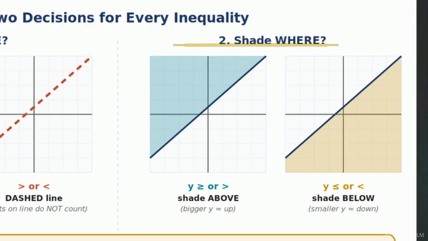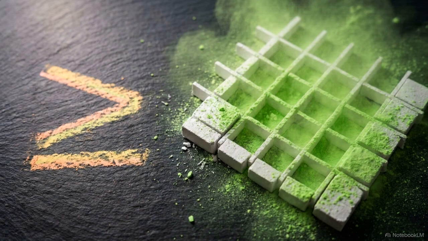Second, you choose the territory. The symbol dictates the direction of the solution. You shade above the boundary line for greater than symbols and below it for less than symbols. These two visual rules translate abstract algebraic conditions into a definitive geometric map.